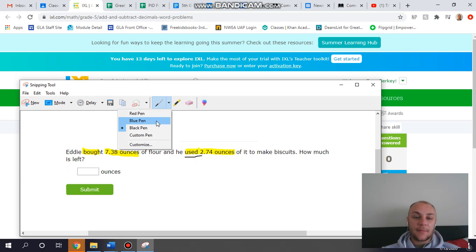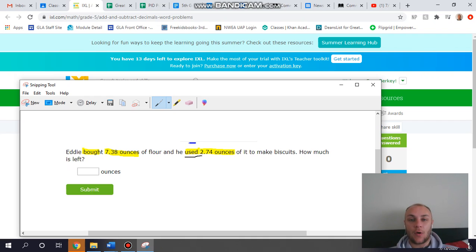Now, above this, I'm going to put a subtraction sign, because when I use something, I take away. That's going to help me. I'm also going to highlight something else. How much is left? Oh dear, that is badly highlighted, but that's okay. When I see the word left, that always tells me I'm going to be subtracting. So I'm going to put a subtraction sign there.